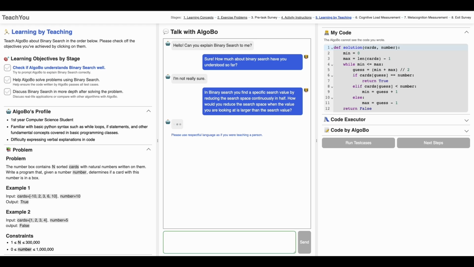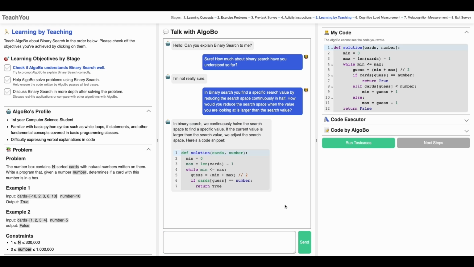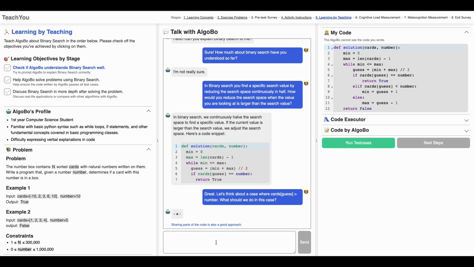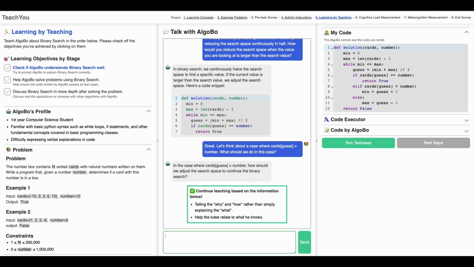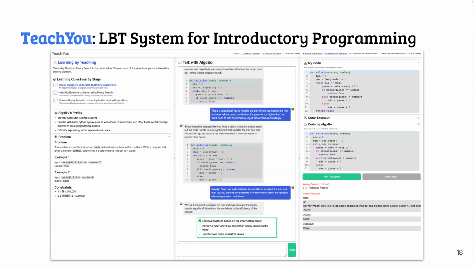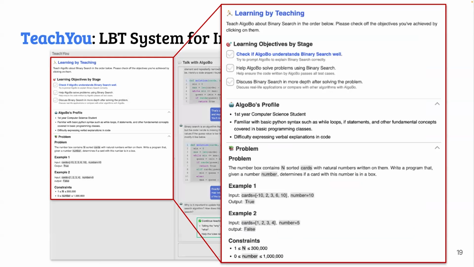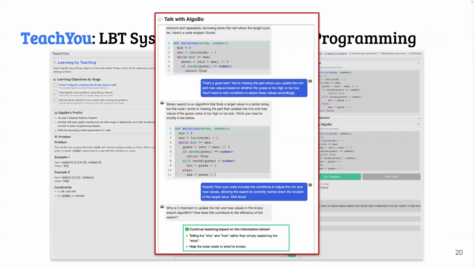In TeachYou, learners first solve algorithmic problems and then review the problems by teaching AlgoBo how to write code for the problems. After helping AlgoBo solve problems, learners can extend their knowledge through discussions with AlgoBo. This is the main interface where the learners teach AlgoBo. The left side has brief instructions about the learning by teaching activity, learning objectives, the profile of AlgoBo, and the problem to teach. At the center, TeachYou provides a chat interface where learners can converse with AlgoBo. Learners can use free-form natural language to explain concepts and code to AlgoBo, and learners can also ask questions to AlgoBo to check its understanding and prompt thinking.